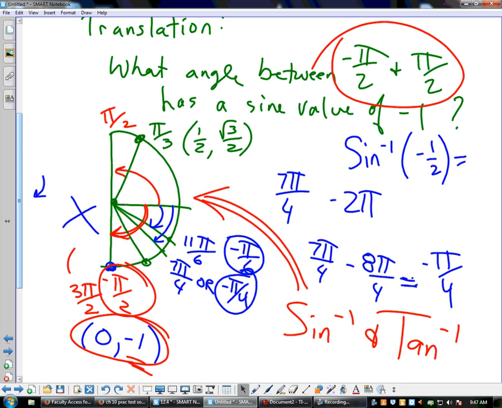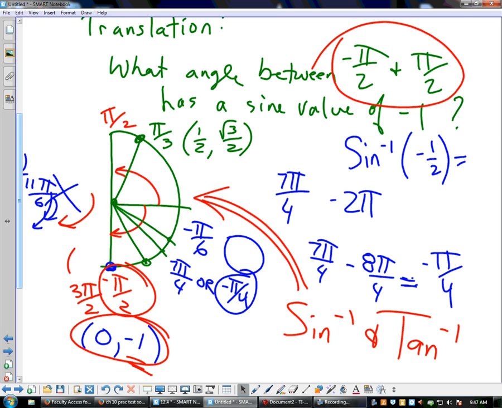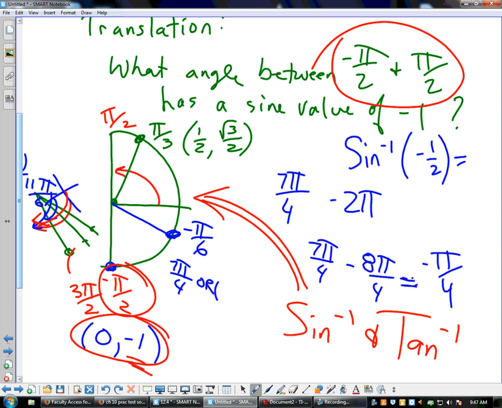Whose side is that? So is it negative pi over 6? Negative pi over 6 here has the ordered pair, what? Square root of 3 over 2, comma, negative 1/2, right? So that's the one we want. So our answer is going to be negative pi over 6 for this. If you gave me 11 pi over 6, that would be wrong.